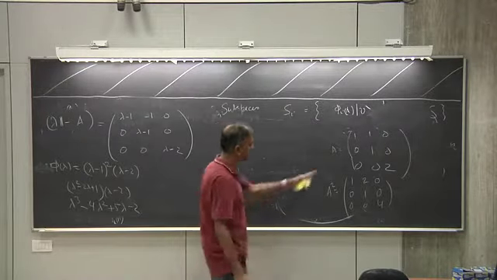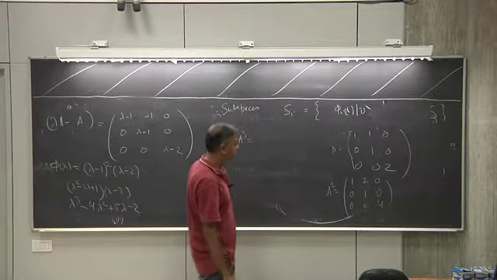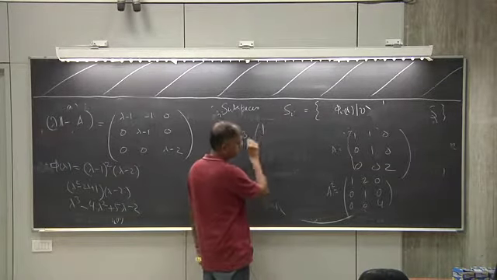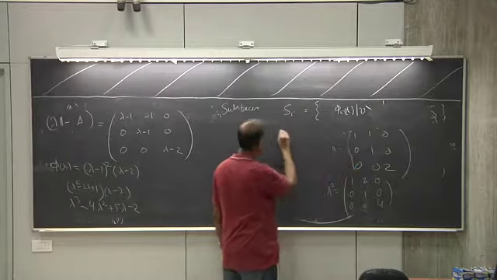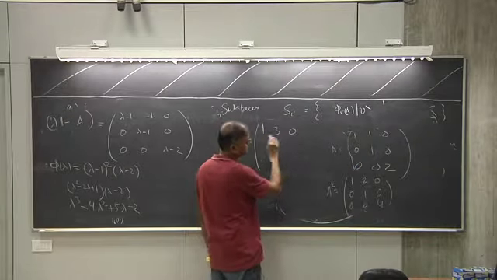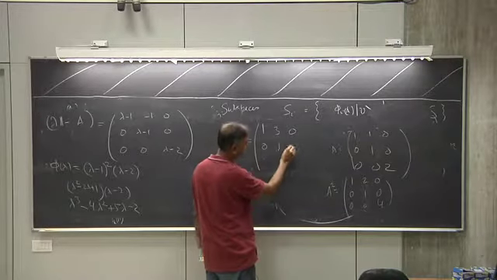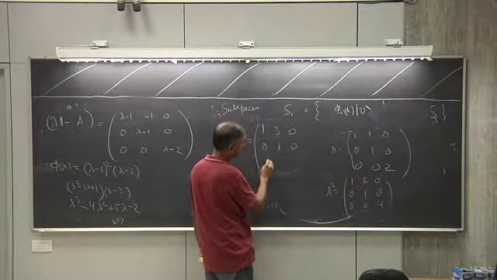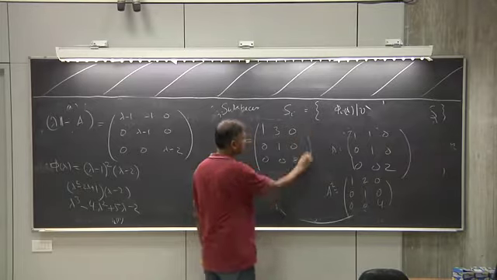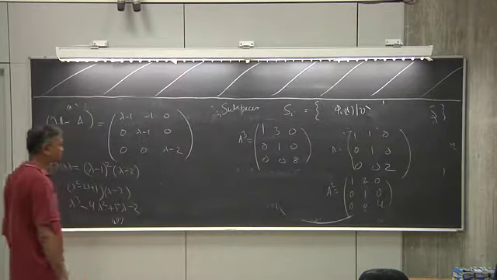A cube is, I just multiply this with that. So you get here 1. And the second one gives you 3. Third one gives you 0. Here it is 0, 1, 0. And then 0, 0, 8, right? So now let's see if this is true.